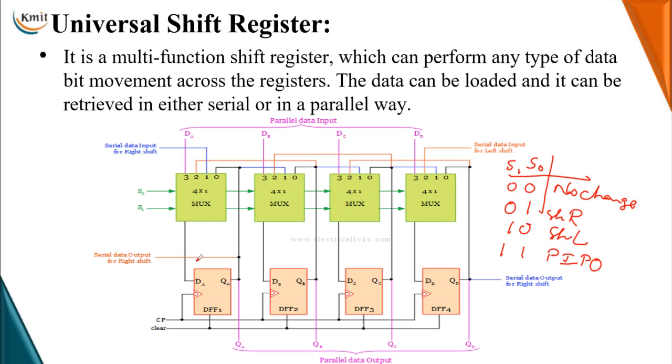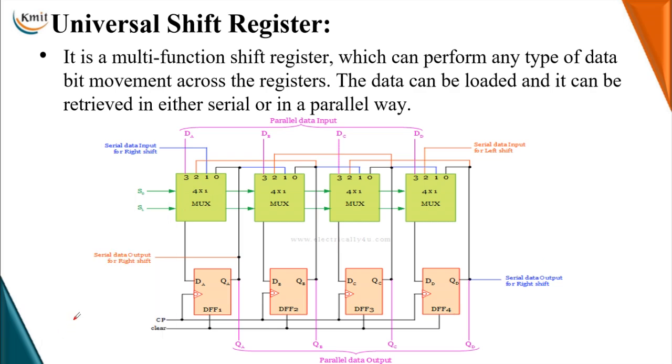Now that 0 input is nothing but the previous state, and that previous state is entered as the data input. Hence if S1 and S0 are 0 0, the first data input is transferred through the output, and that output is transferred to every flip-flop data input. So QA is connected to the first multiplexer, QB to the second, QC to the third, and QD to the fourth. So previous states are continued as the next states.